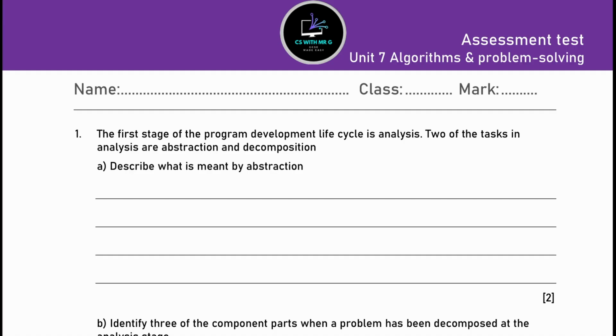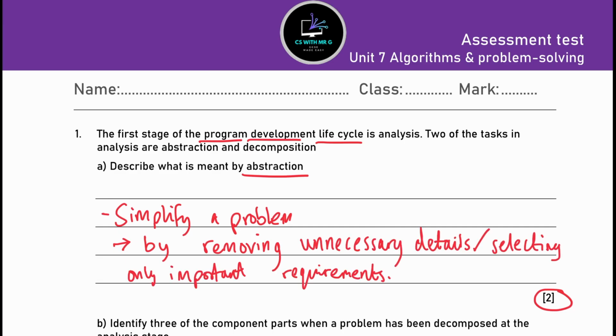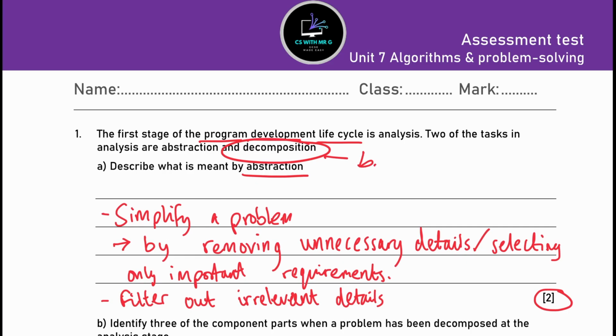So even in this first question, where we are defining the term abstraction, this is showing knowledge of the program development lifecycle, which again doesn't require you to program, but should be an easy 2 marks, as abstraction simply means to simplify a problem by removing unnecessary details. You could also say selecting only important requirements, and another word you could use is filter, so to filter out irrelevant details. So abstraction and decomposition are 2 of the keywords that you go over right at the beginning of Unit 7. Decomposition means to decompose or break up, and abstraction is to focus only on the important parts.